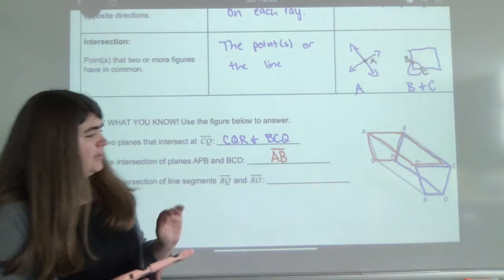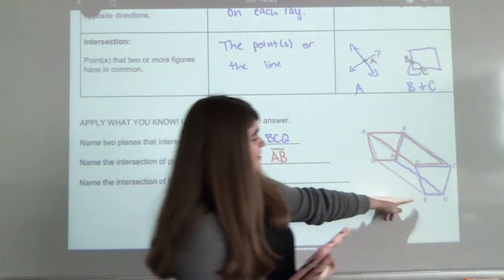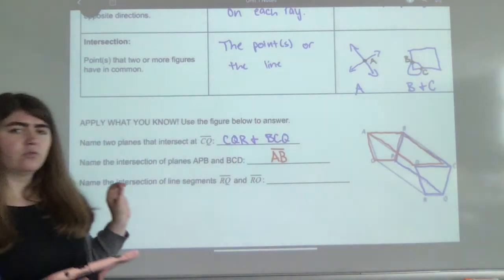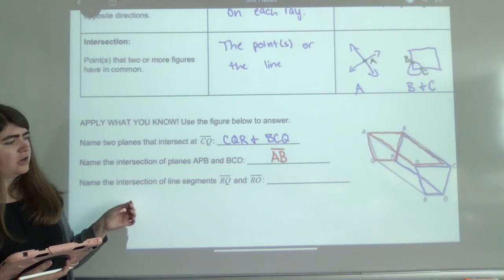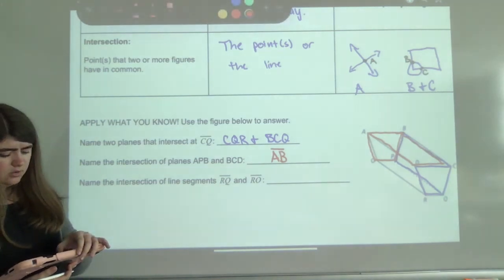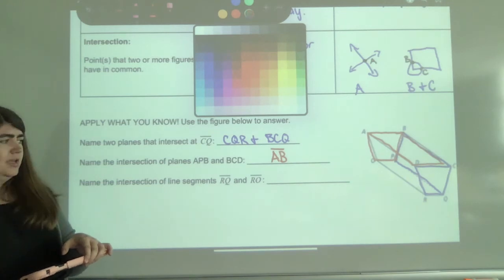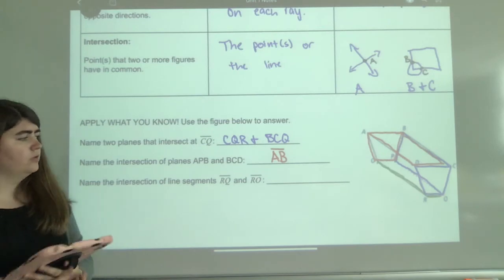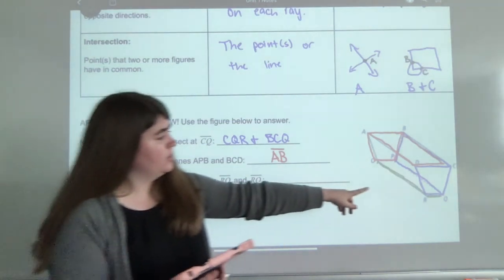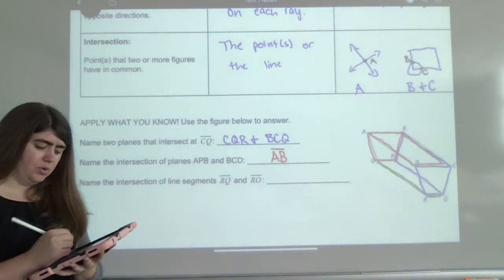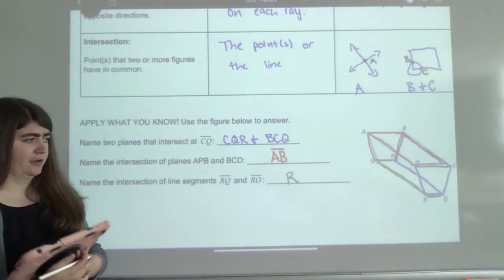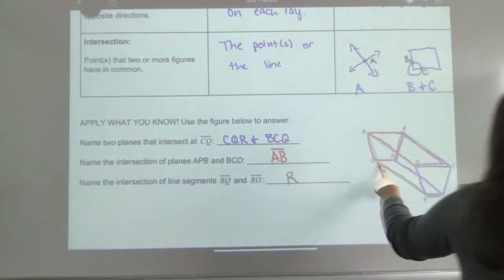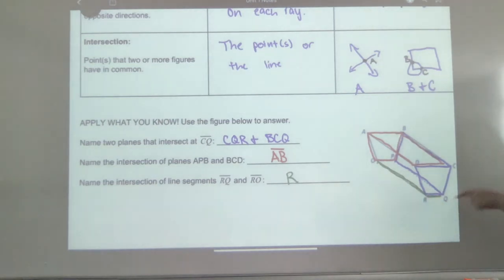Alright, next we have: name the intersection of line segments RQ and RO. So as I'm looking at the figure here, I have R in this corner and RQ and RO. What I'm noticing is that the shared point R is not only on the shape, but it's also in the names of the segments that we're trying to find the intersection of. But we already know from the names and from the image we were looking at just a moment ago that point R is our common intersection. That is the intersection of segment RO and segment RQ.